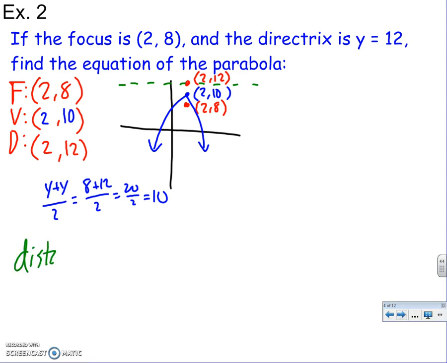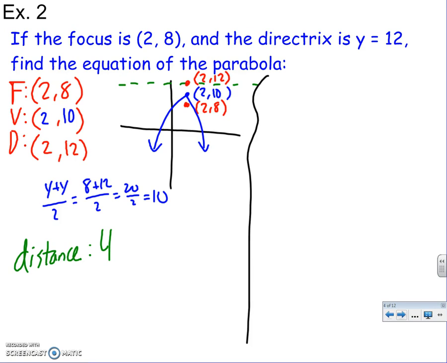All right, distance should be pretty simple. From F to D, from 8 to 12 is 4 spots, and distance is always positive. All right, when you subtract the 2 numbers, 12 minus 8 is 4. Or you go backwards, 8 minus 12 is negative 4, but make sure you make it positive. All right, so step 2 is done.